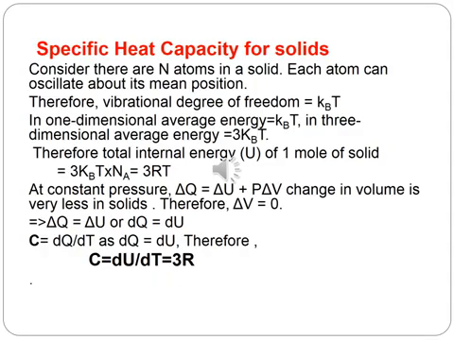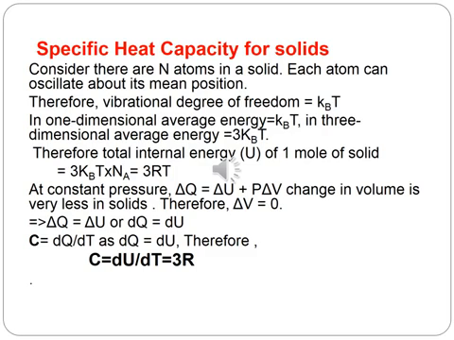In one-dimensional motion, the average energy will be equal to kBT, and in three dimensions, its average energy will be equal to 3 kBT. So, the total internal energy U of 1 mole of solid is equal to 3 kBT into Na, which is equal to 3RT. Then what should be the specific heat capacity at constant volume? It is dU by dT, which is equal to 3R.